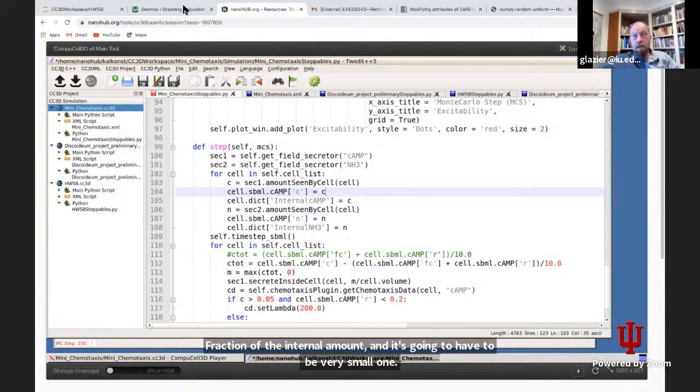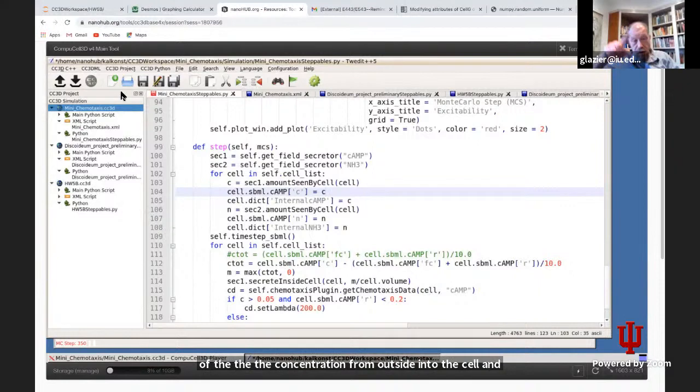I do secretion dot amount seen by cell is C. And then I would say the amount inside my cell in line 104 is the amount I had before plus some scaling factor times the amount from outside. So that would represent I'm pulling some small fraction of the concentration from outside into the cell. And that's going to modulate your oscillator.